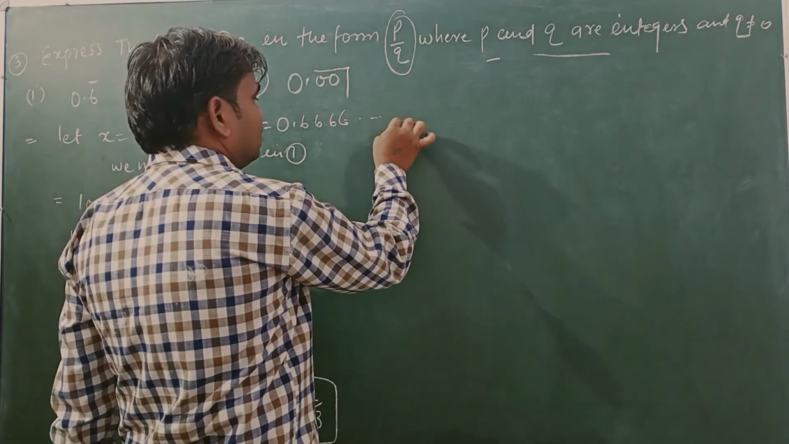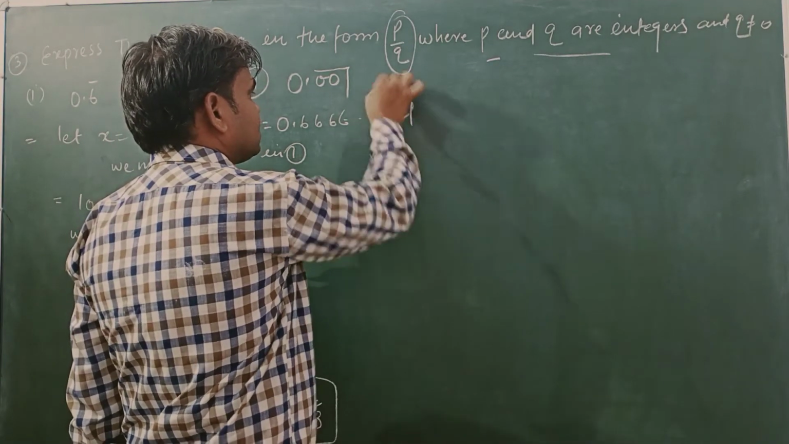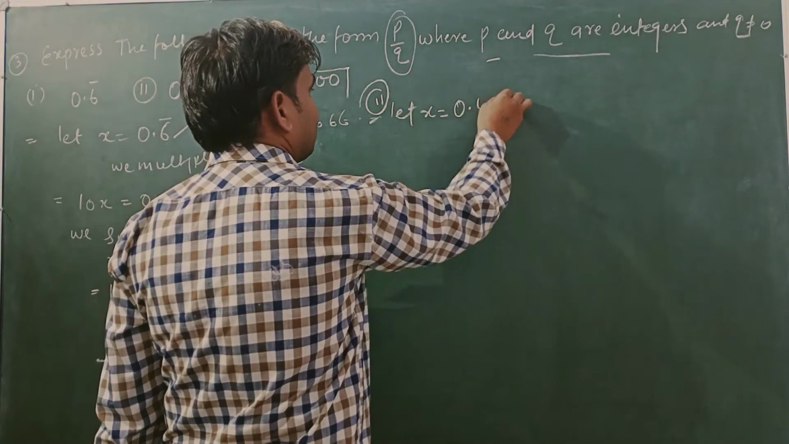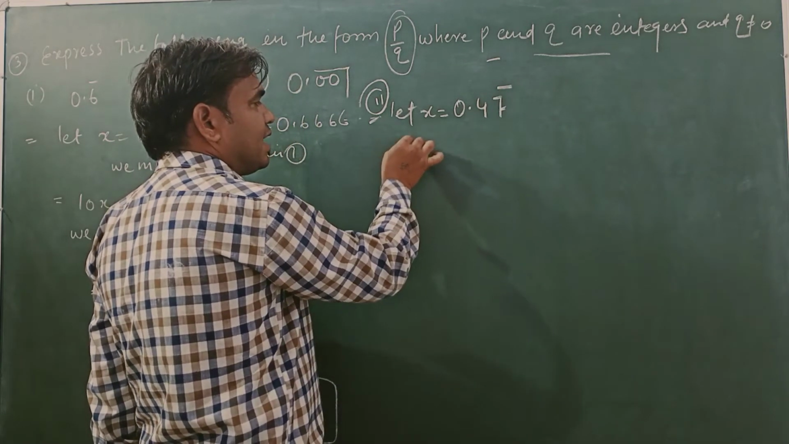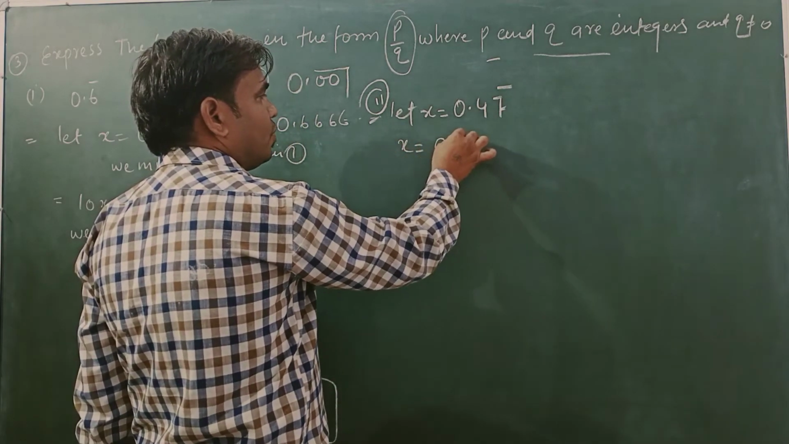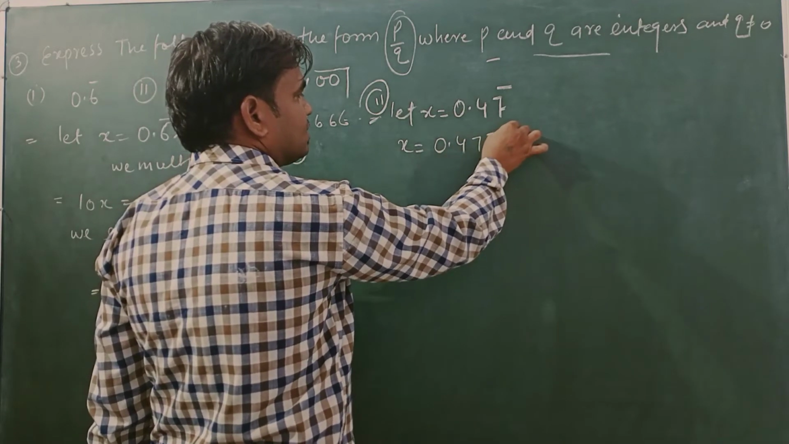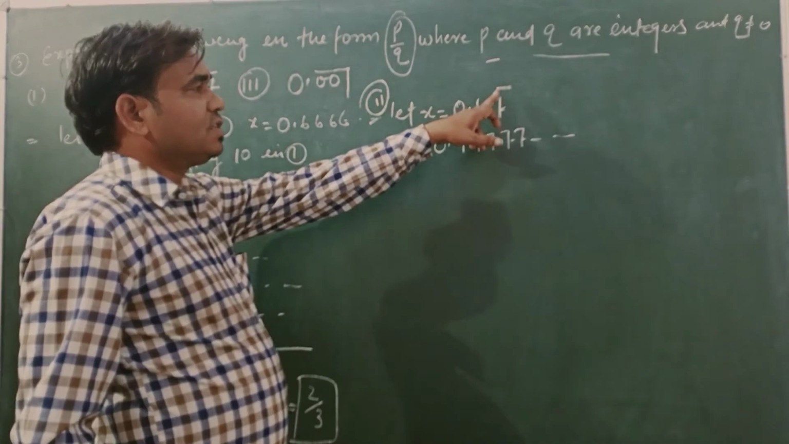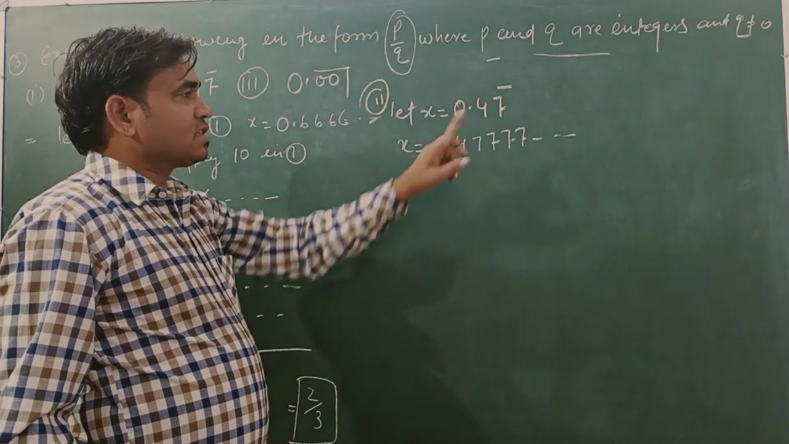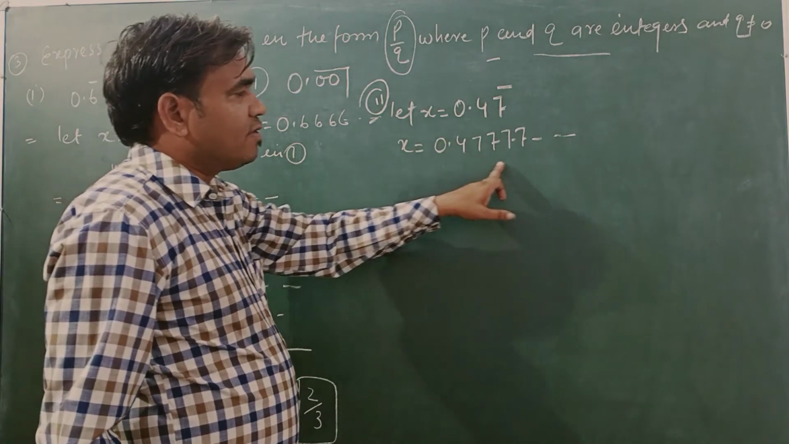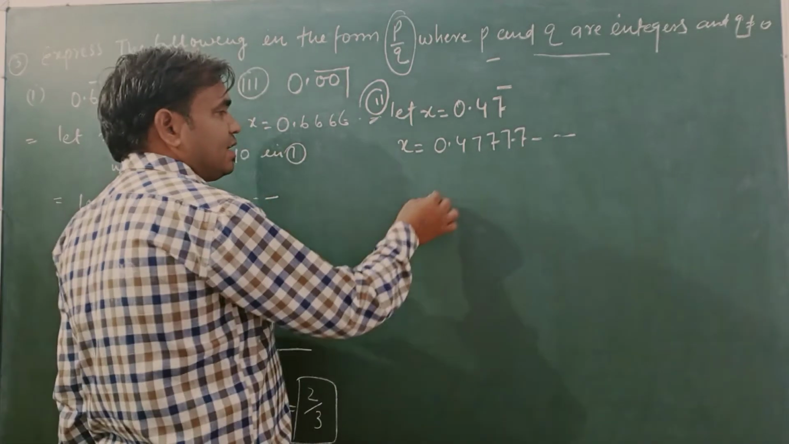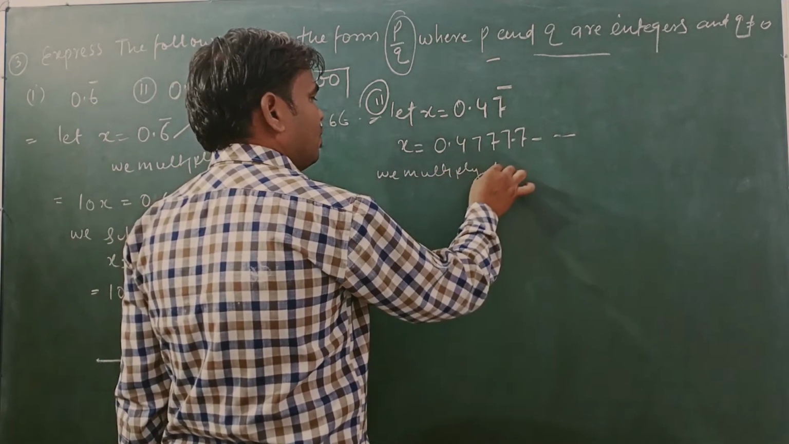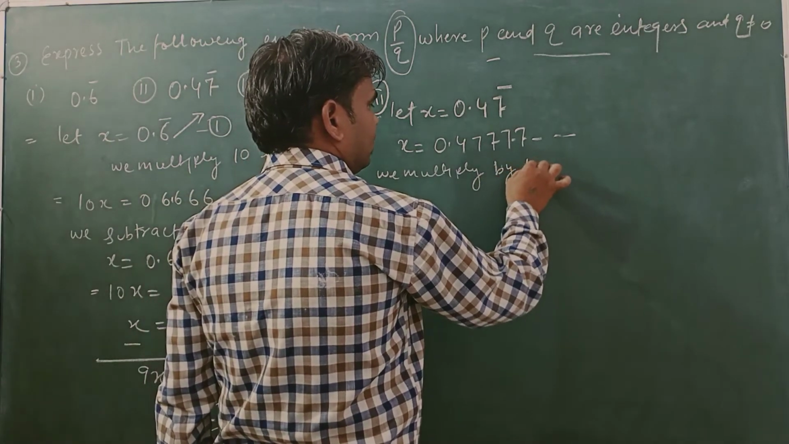Now we take the second part. Let x equal to 0.47 bar. First you can write x equal to 0.4777, because the bar comes over one digit, so 7 is repeating. After that we multiply both sides by 10.